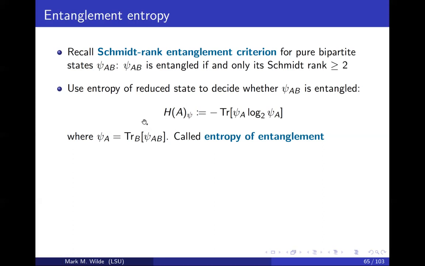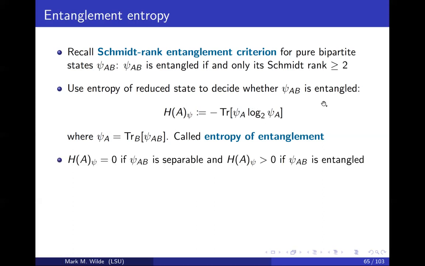To calculate it, you take the partial trace over Bob's system, and you get this generally mixed state. Then this is a function of a density matrix. In earlier lectures, we talked about how to compute a function of a matrix. So you do that, multiply these, and then take the trace. This is called the entropy of entanglement. What you can show is that the entropy of entanglement is equal to 0 if the pure state psi is separable, and it's strictly greater than 0 if psi AB is entangled.